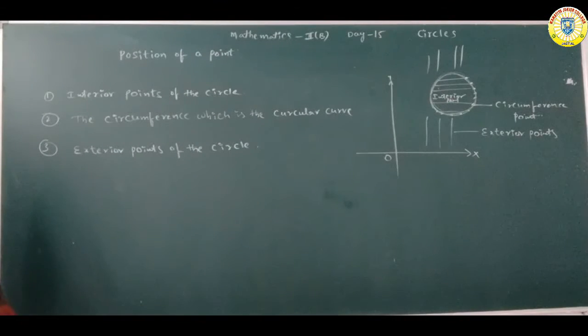What are the three parts? The first one is the interior points of the circle. The second one is the circumference, which is the circular curve. The third one is the exterior points of the circle. Totally there are three parts here.